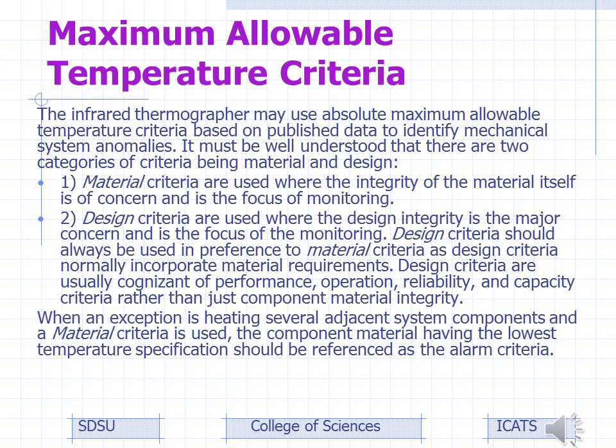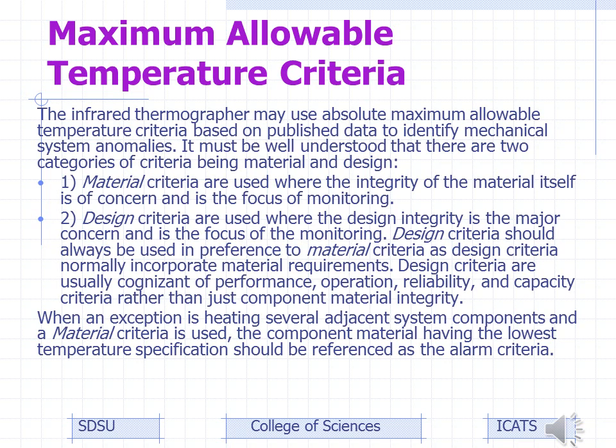Okay, back to the ISO standard, which describes a maximum allowable temperature criteria. The infrared thermographer may use an absolute maximum allowable temperature criteria based on published data to identify mechanical system anomalies. It must be well understood that there are two categories of criteria, those being material and design. Material criteria are used when the integrity of the material itself is of concern and the focus of the monitoring.